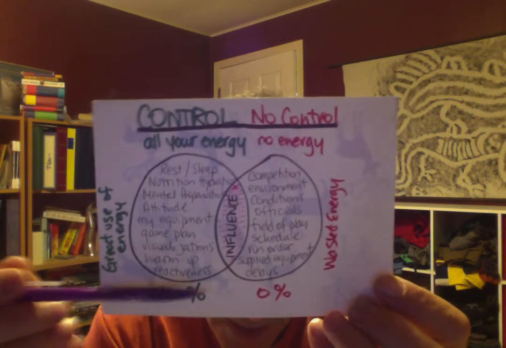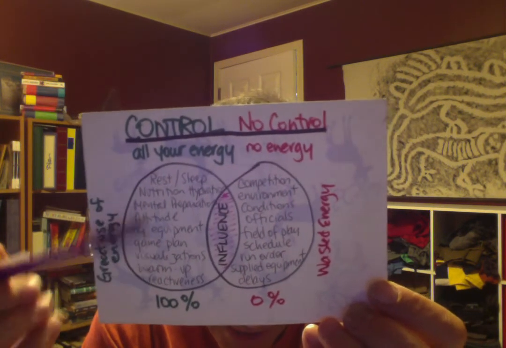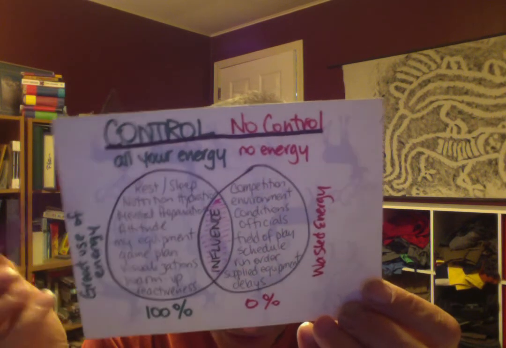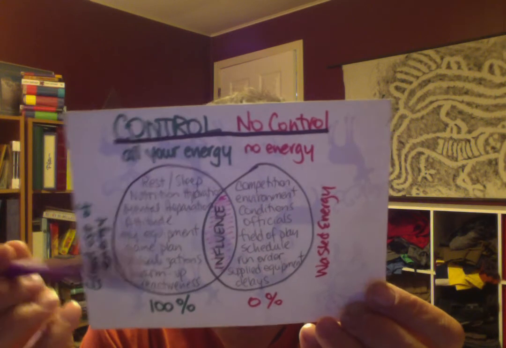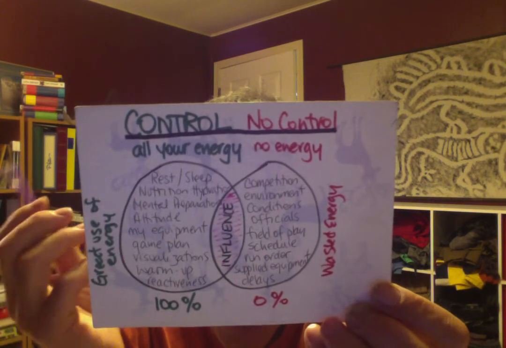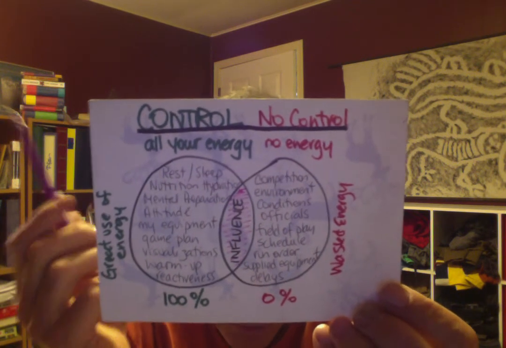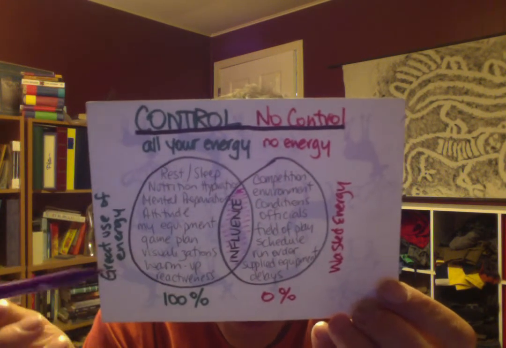And so what we want to be is putting all of our energy into the places where we have control. Rest, sleep, nutrition, hydration, good mental preparation, looking after our equipment, having a great attitude, maintaining the big eight. We have control over those things. So we put lots of energy there.